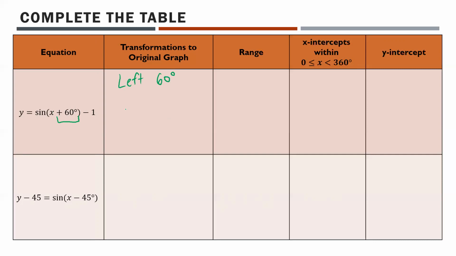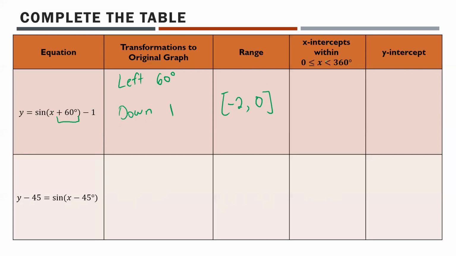And this minus 1 is pretty clear, though. That's moving it down 1. Now, your range, of course, is only affected by whatever you're doing to your vertical components. So since we're moving down 1, our normal range of negative 1 to positive 1 is actually going to become negative 2 to 0, right? Because 1 down 1 is 0.